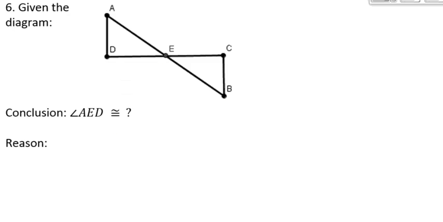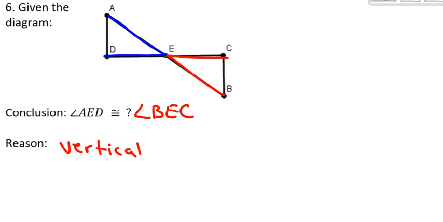All right, given the diagram, angle AED, so that's this guy, is congruent to, and watch your order here, it has to go BEC, angle BEC. And if you recall, those are vertical angles, which is why they are congruent. Vertical angles are angles created by two intersecting lines, and they are the angles that are across from each other, and they are always congruent.